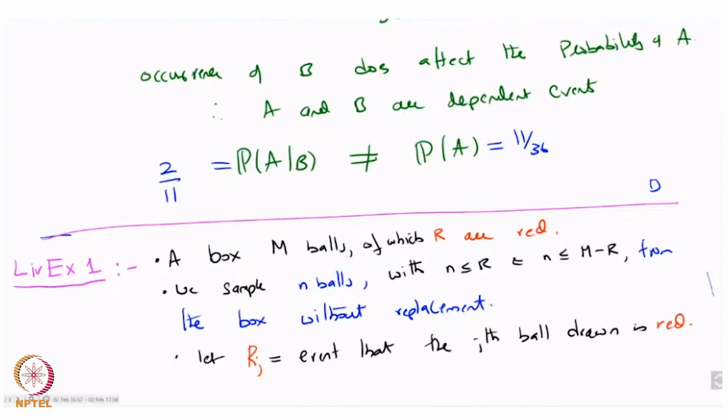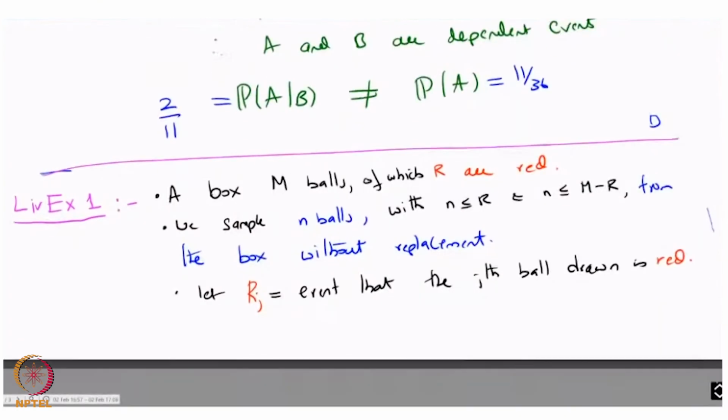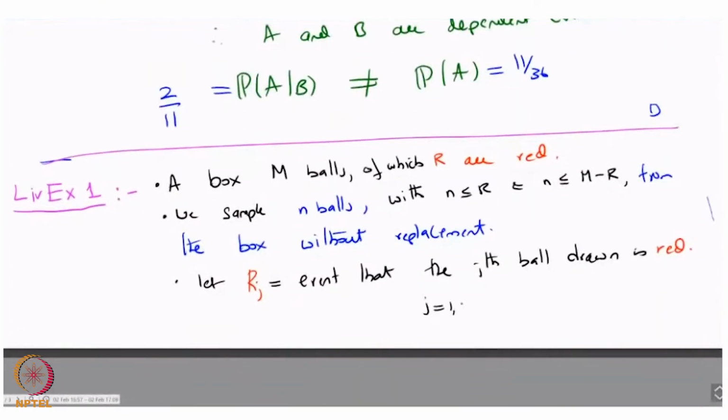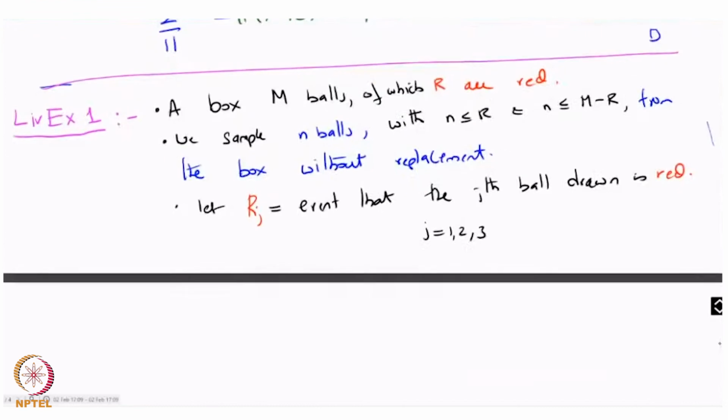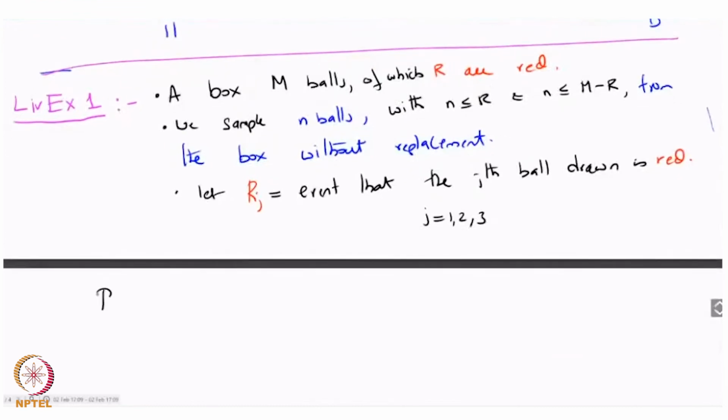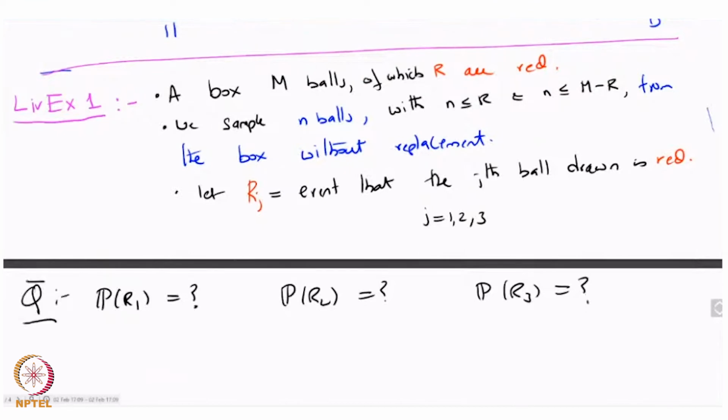So, is that clear? R sub j is the event the jth ball drawn is red, and I want to understand. So let's say j is equal to 1, 2, and 3. Let's say n is larger than 3, and so is capital R and so on. So let's see what's the probability of R1? What's the probability of R2? And what's the probability of R3? So that's the exercise.